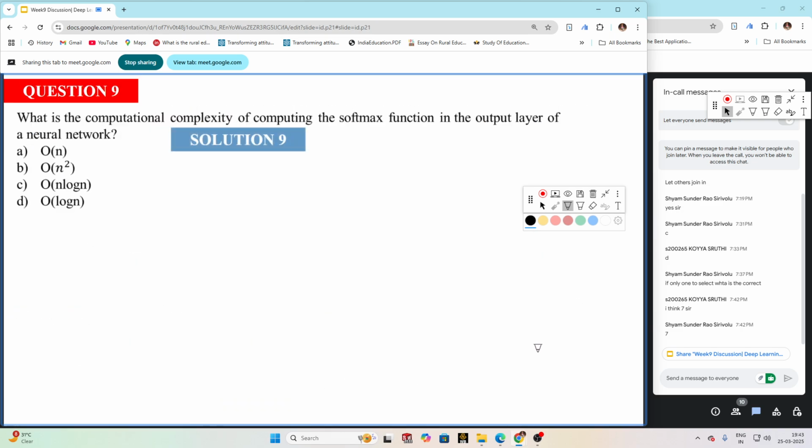Now let's move on to this question. What is the computational complexity of computing the softmax function in the output layer of the neural network? Option A: O(n), option B: O(n squared), option C: O(n log n), and option D: O(log n). Any guesses for this?